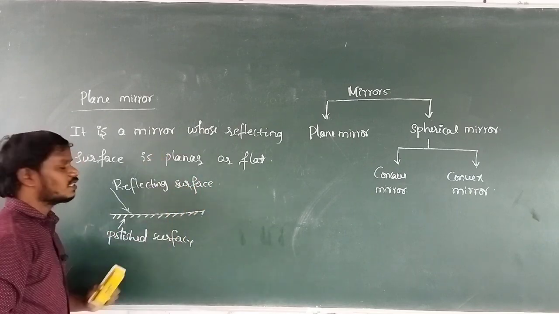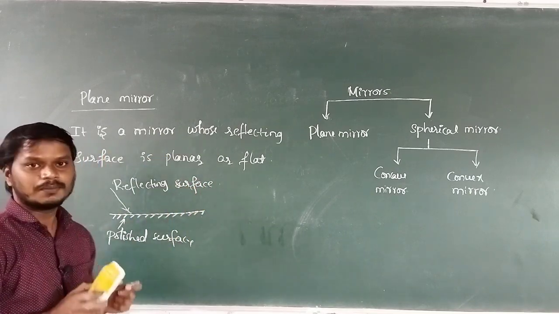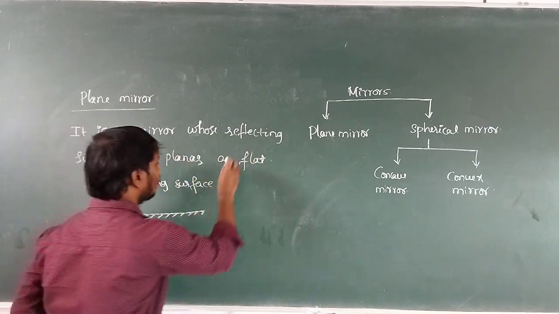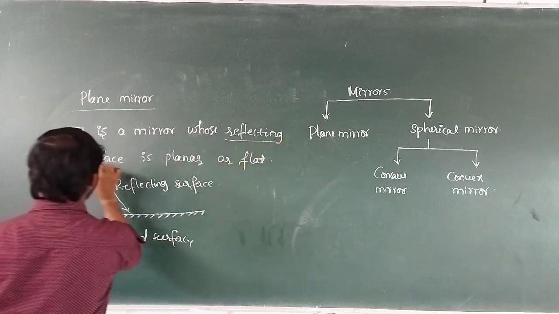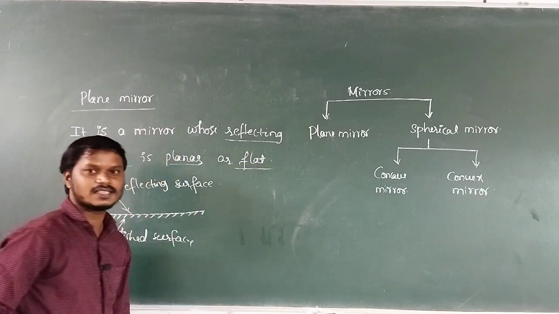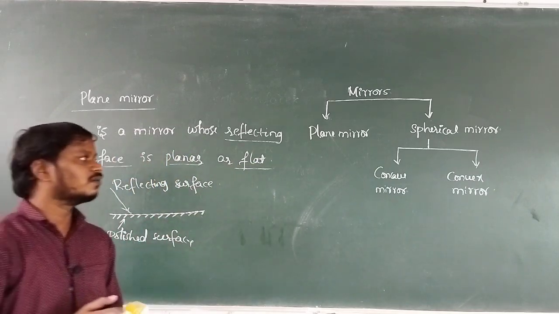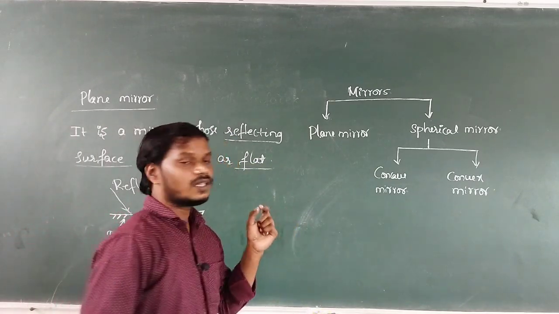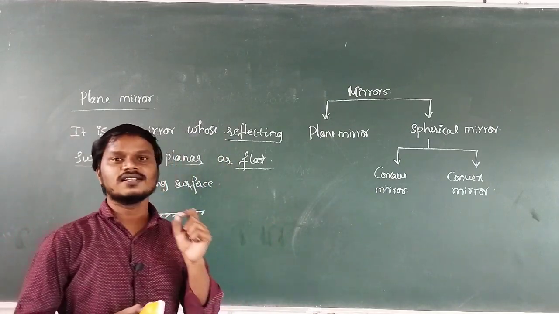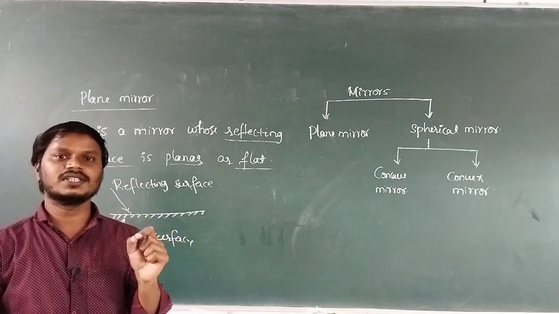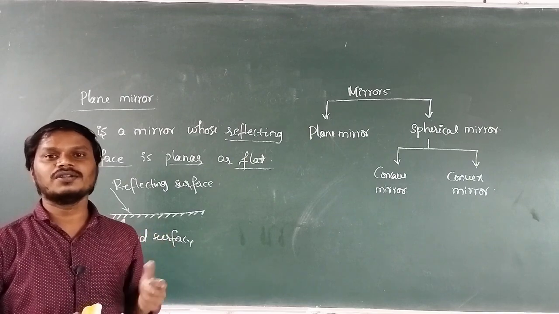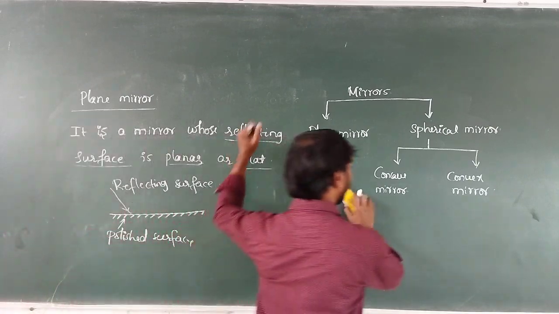So this is the definition of plane mirror. What is a plane mirror? It is a mirror whose reflecting surface, remember this point, is planar or flat. It is called plane mirror. Now we are going to discuss the focal length of plane mirror. Focal length is the distance between the pole of the mirror and the focus of the mirror.